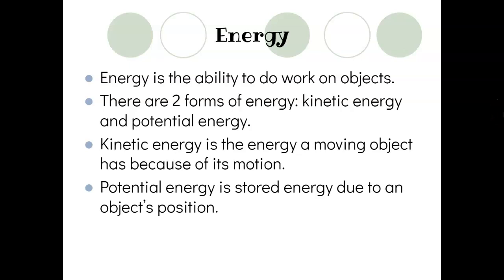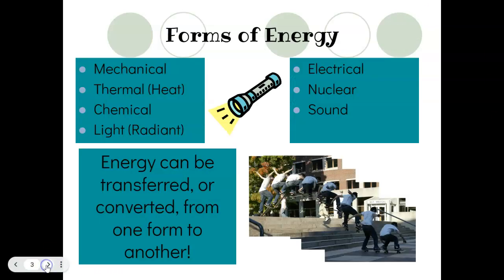So what is energy? Energy is the ability to do work on objects, and there are two forms of energy. We'll talk about these a little bit more in tomorrow's lesson, but these two forms are kinetic energy and potential energy. Kinetic energy is the energy a moving object has because of its motion. So objects in motion have kinetic energy. And then potential energy is stored energy due to an object's position, right? And like I said, we'll talk about that a little bit more tomorrow.